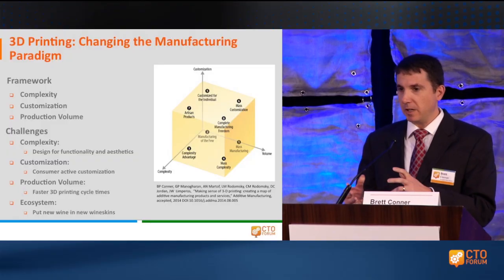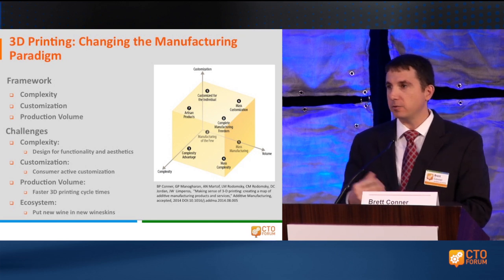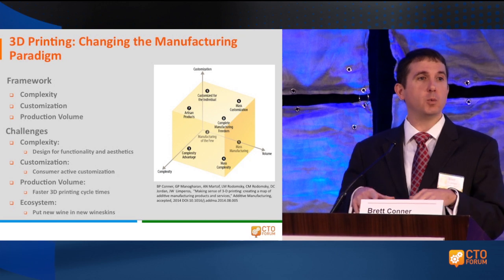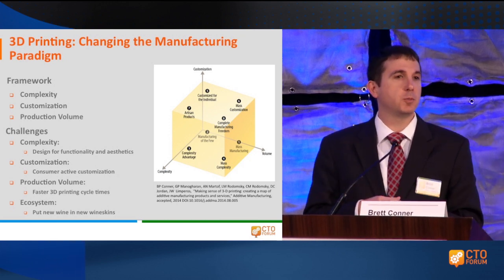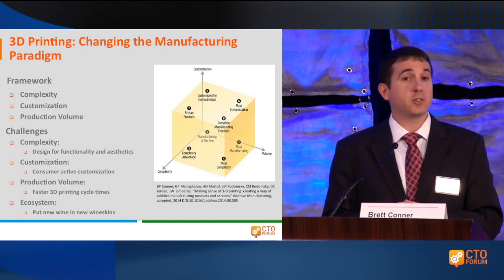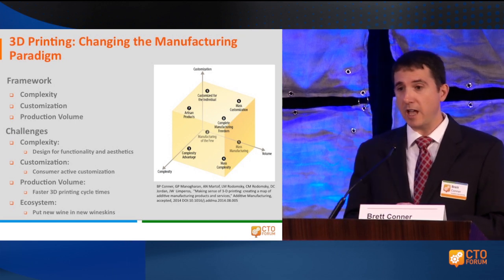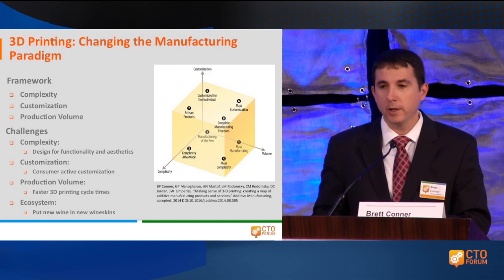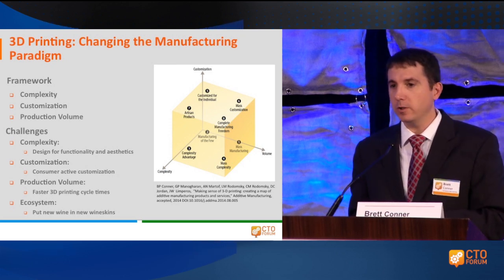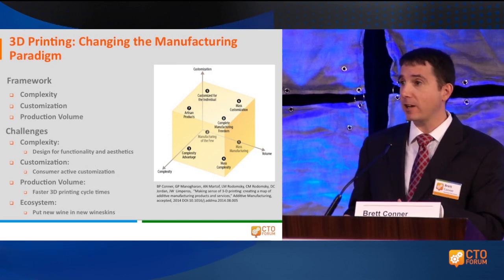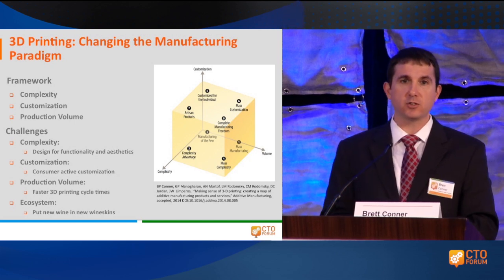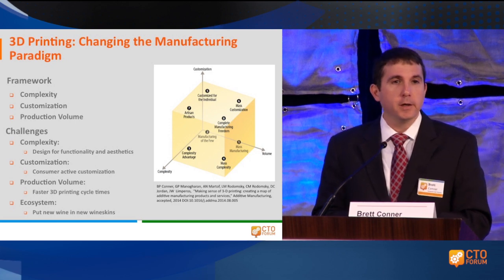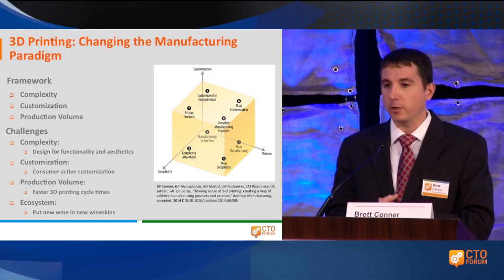And so we can describe a manufactured product in three ways. We can look at its complexity, and so in our model, we've quantified the level of complexity. We can look at a product's customization, and so we've developed a scale for customization. And then, of course, there's the question of how many parts you're going to produce. So those three attributes. In traditional manufacturing, we minimize complexity and customization in order to minimize the cost per part because of tooling and et cetera.